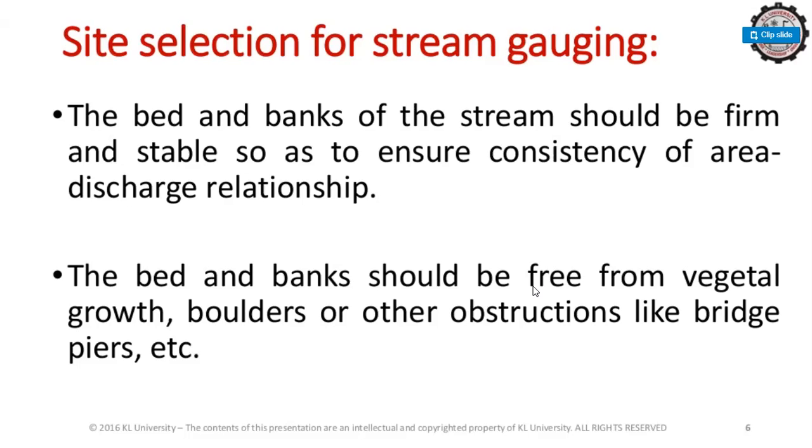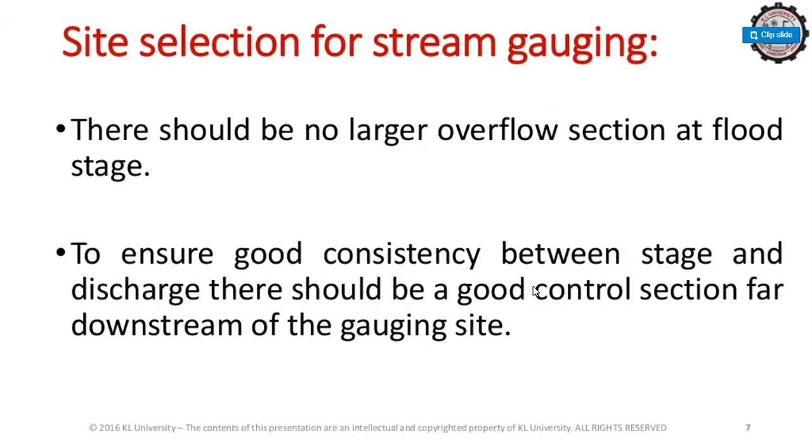One of the most important features of a streamflow record is its unbroken length. Also, it should be located above points of flow diversion. The bed and banks of the stream should be firm and stable so as to ensure consistency of the stage discharge relationship. The bed and bank should be free from vegetal growth, boulders, or other obstructions like a bridge. There should be no large overflow section at high stage.